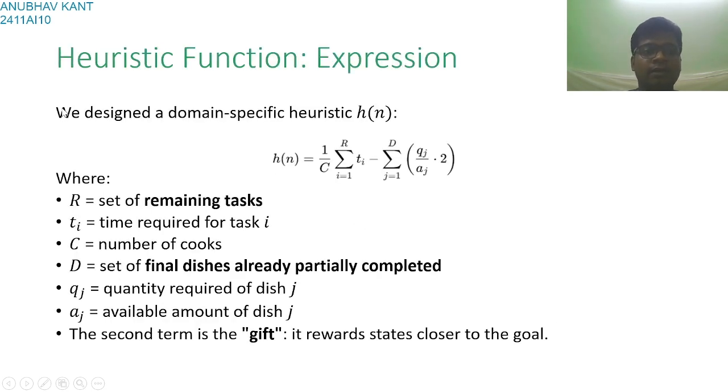So we have designed a domain specific heuristic function for our project. It is given by this expression. Here R is the set of remaining tasks, T denotes the time, and I denotes each of the subtasks. C denotes the number of cooks, D denotes the set of final dishes already partially completed, Q denotes the quantity required of dish J, and A_J represents the available amount of the dish. Here J represents the dishes. We have named the second term as gift. It rewards the states which are closer towards the goal.